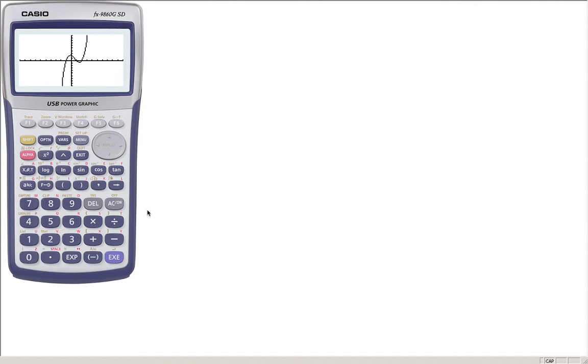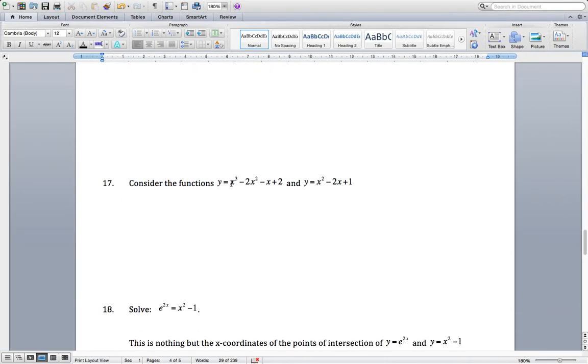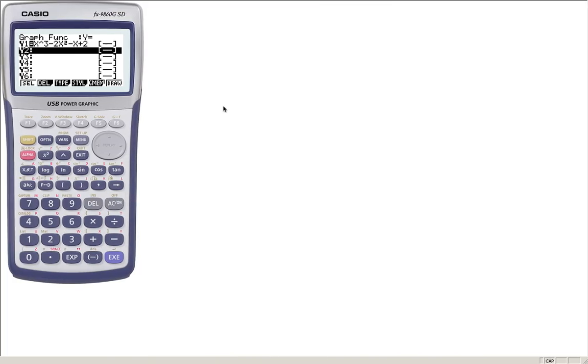Okay. Now what we'll do is in the same window, I'm going to enter another function, in addition to the one which is already graphed: y equal to x squared minus 2x plus 1. So Y2 is x squared minus 2x plus 1. Okay, enter, enter. As you can see, there is a parabola, okay, which is drawn here.